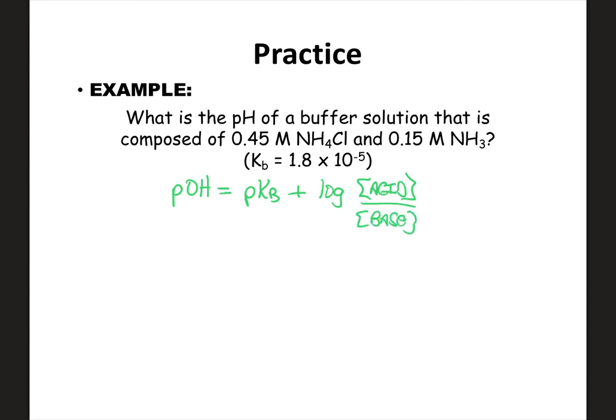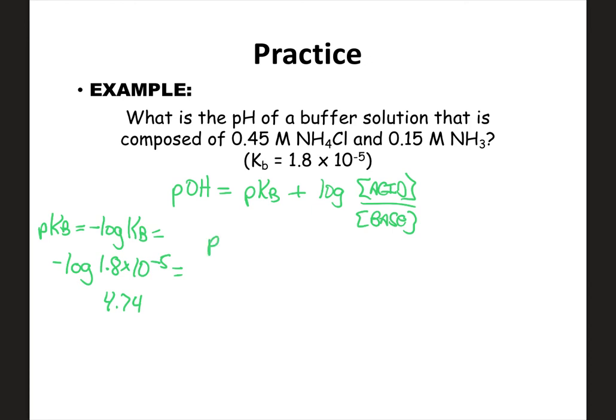Before I can go any further, I need to find the pKb. So I know pKb is going to be equal to the negative log of Kb, and that's going to be equal to the negative log of the 1.8 times 10 to the minus fifth that was given in the problem. When I do the math here, it comes out to be 4.74. So now I know my pKb, I know my concentrations of both the conjugate acid and the weak base, so I can plug in here.